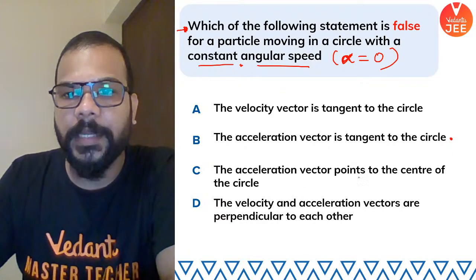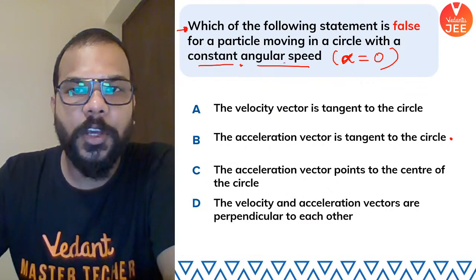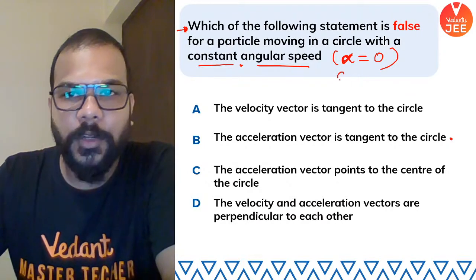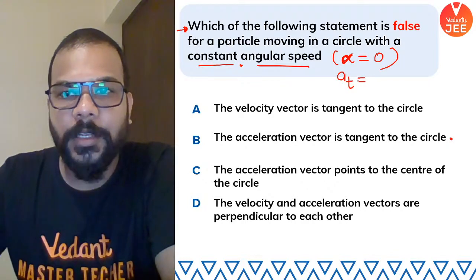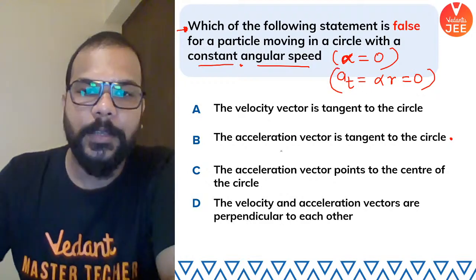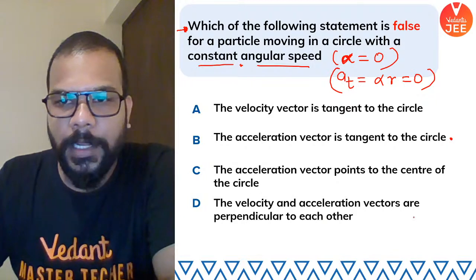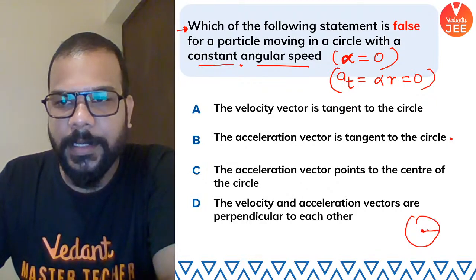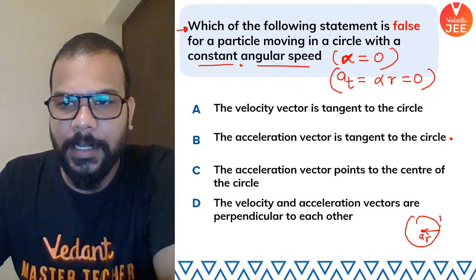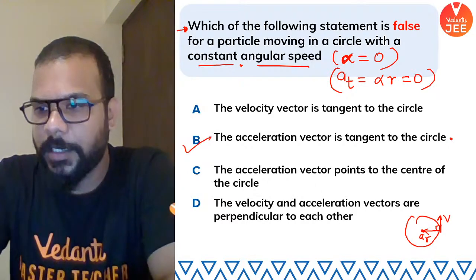The acceleration vector points to the center of the circle. That is definitely the case because your tangential acceleration is going to be 0, because tangential acceleration a is equal to alpha r, which will also be equal to 0. And the velocity and acceleration are perpendicular to each other because the only acceleration present right now is radial acceleration, and this is velocity, so they are perpendicular, which means the answer is option B.